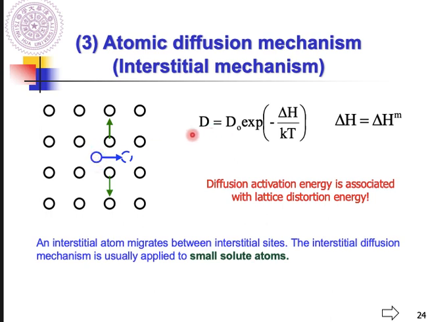So we can express the diffusivity of this solute atom as equal to D0, a temperature-independent term, times the temperature-dependent term. Inside this exponential enthalpy or activation energy part is only the migration energy of this solute atom. But this is the interstitial mechanism, right?